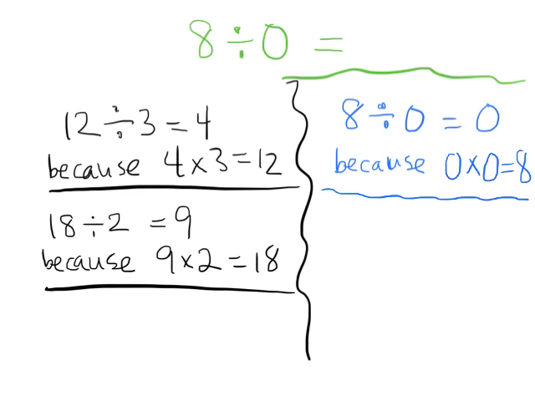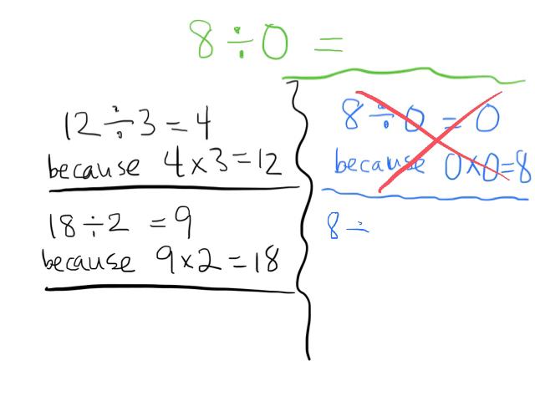And since 0 times 0 is not 8, that's not true. That means our idea of the answer being 0 is wrong. So I'm going to put a big old red X. That's wrong. So let's try another one.